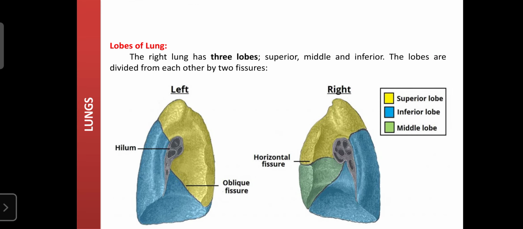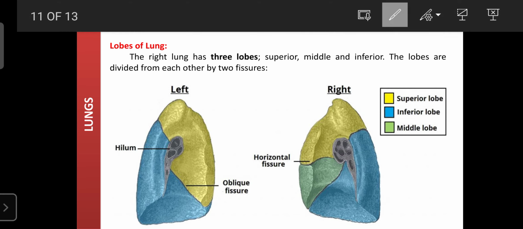So next, also regarding the lungs: the right lung mainly has three lobes, and the left lung has only two lobes. Here the horizontal fissure helps make the three lobes in the right lung, but in the left lung, it is the oblique fissure. The oblique fissure is one type of cartilage or tissue.